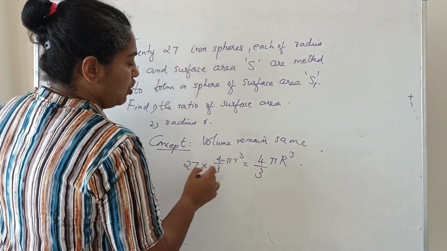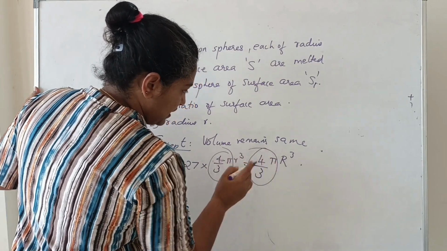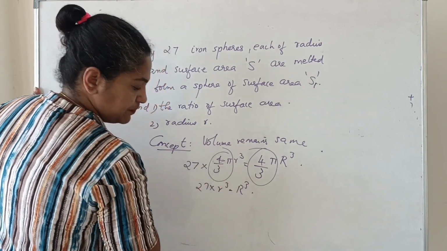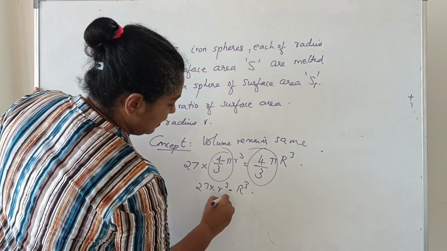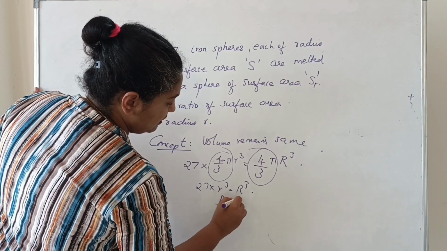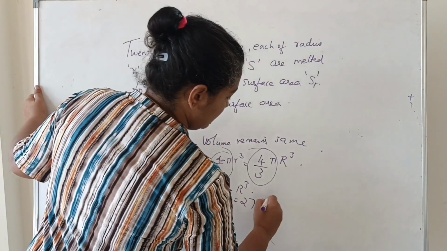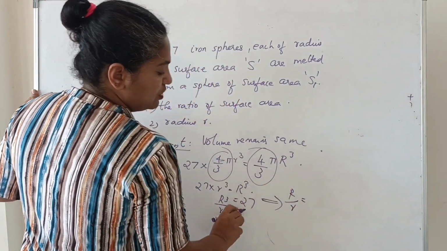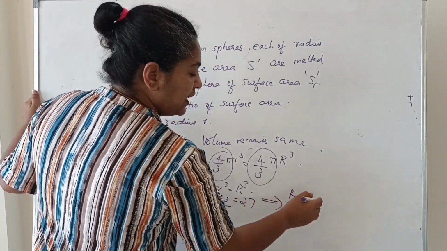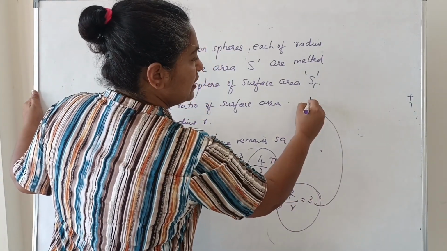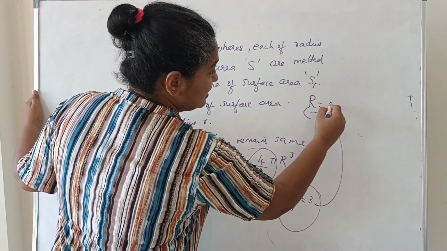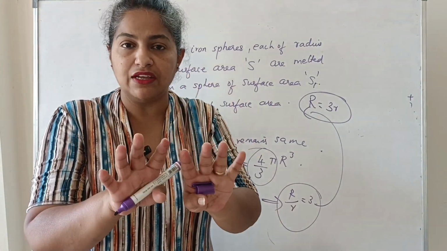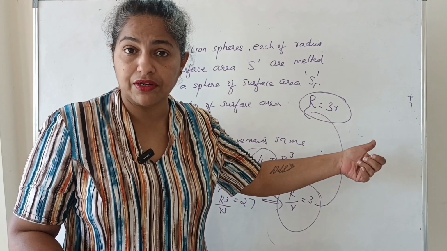Let me cancel out the common factors, which is 4 by 3 pi and 4 by 3 pi. Or I can say that 27 into r cube is equal to R cube. Or I can say that R cube by r cube is equal to 27. If I take the cube root on both the sides, I will get R by r is equal to cube root of 27, which is 3. Or I can say that the radius of the big sphere is 3 times the radius of the small spheres. So we have got a relation between capital letter R and small letter r.